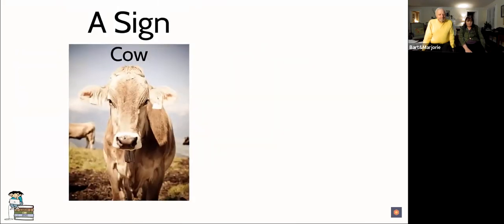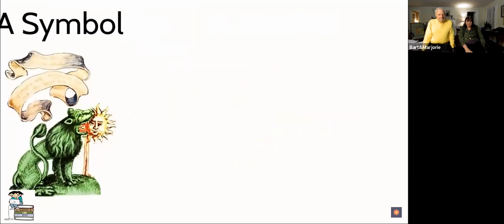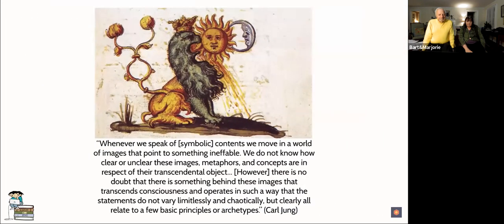While signs, by this definition, point to definite things which exist in the world, symbols do not stand for things which exist in the physical world, but rather point to the existence of unknown elements of the psyche or patterns of the unconscious. As Jung put it, "whenever we speak of symbolic contents, we move in a world of images that point to something ineffable. We do not know how clear or unclear these images, metaphors, and concepts are in respect of their transcendental object."